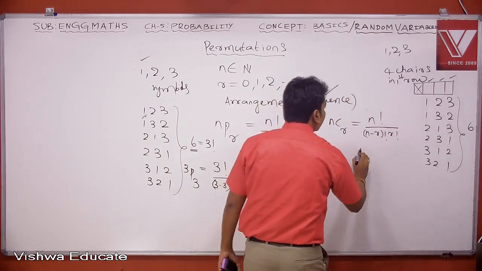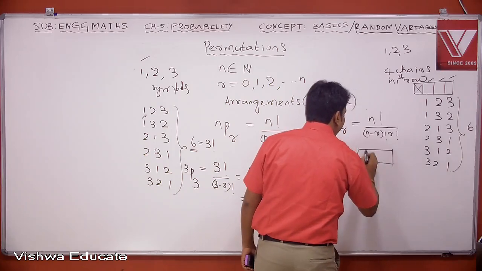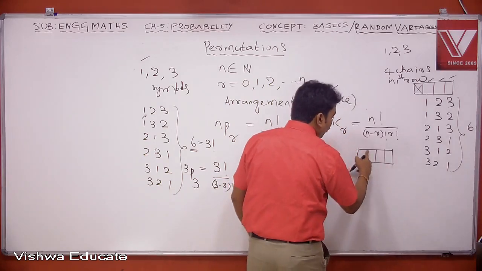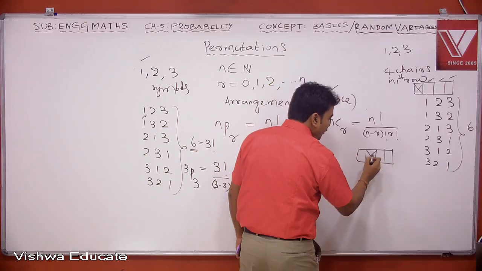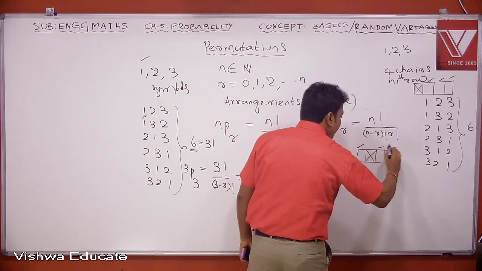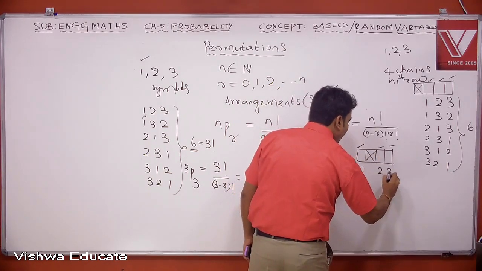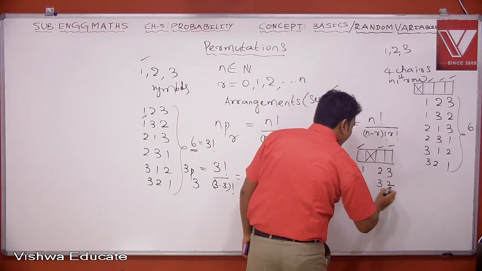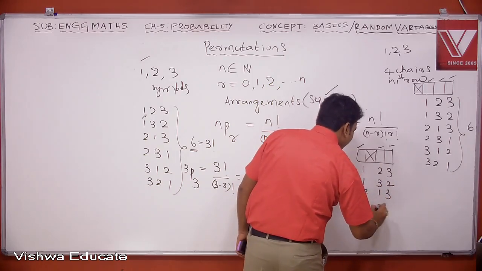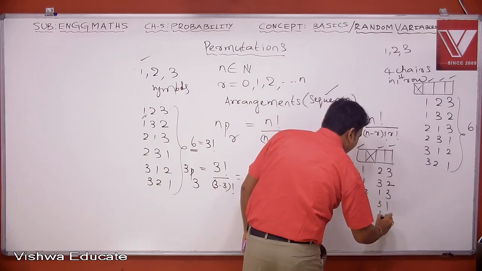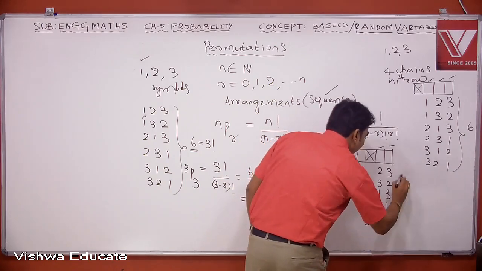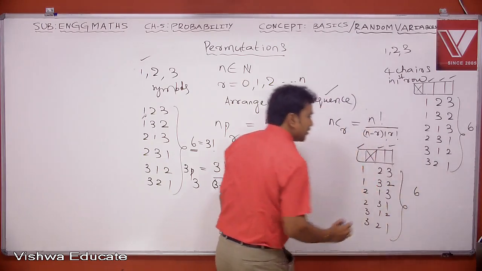If they don't want to sit in the second chair, that means the students skip this one, so they will occupy these. Again you will get 1 2 3, 1 3 2, 2 1 3, 2 3 1, 3 1 2, and 3 2 1. Again you will get 6 sequences.